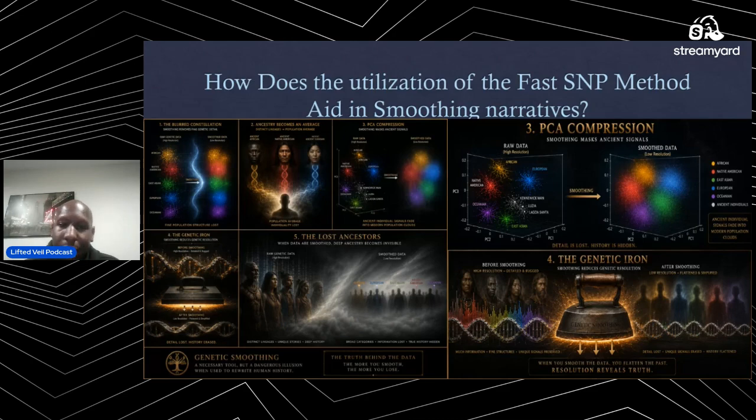And you can see the box number 5 says lost ancestors. When data are smooth, deep ancestry becomes invisible. Number 4 says genetic erosion. Before smoothing, high resolution, detailed and rugged. Smoothing reduces genetic resolution. After smoothing, low resolution, flattened and simplified.